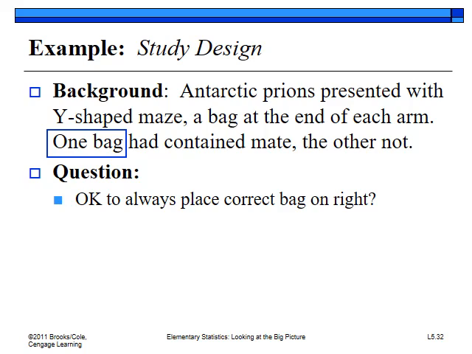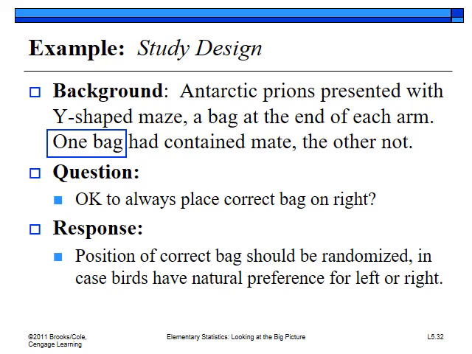Since one bag will have contained the mate in the past and the other not, is it okay to always place the correct bag on the right? Well, no. Maybe these prions have some sort of ingrained preference for going right rather than left whenever they're presented with a decision to which they have no preference. Because of this, we need to make sure that the location of the bag that did contain the mate is randomized. Maybe we'll flip a coin for each trial.